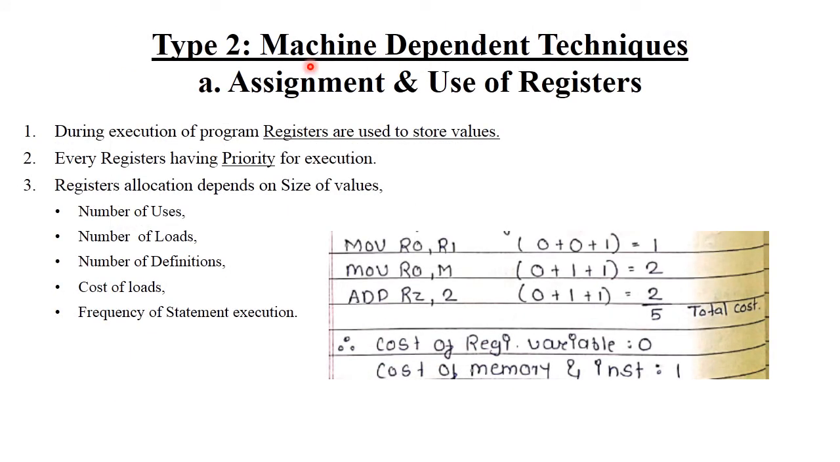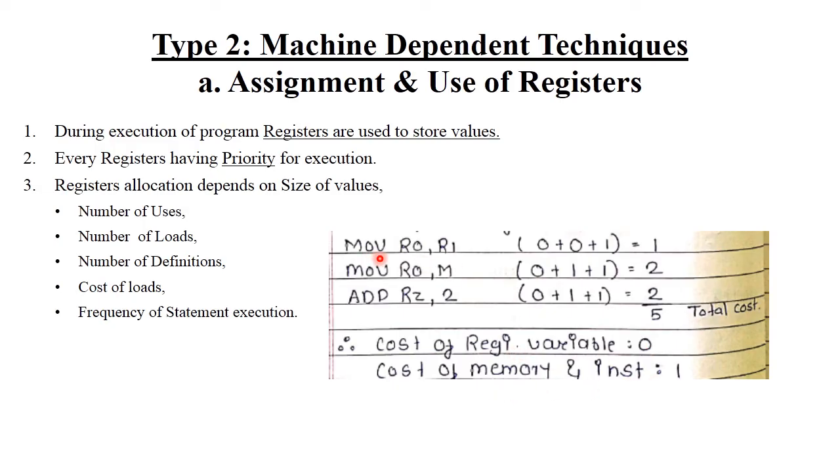Now the machine dependent technique. This is the second type of code optimization. The first task is assignment and use of registers. You should use registers during execution of the program. Registers are used to store values. Every register has a priority for execution, and register allocation depends on the number of uses, number of loads, number of definitions, cost of loads, and frequency of statement execution. See in this example, the cost of registers is 0 and the cost of memory and instruction is 1.